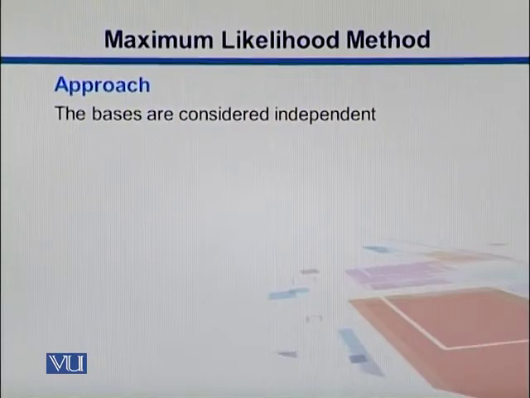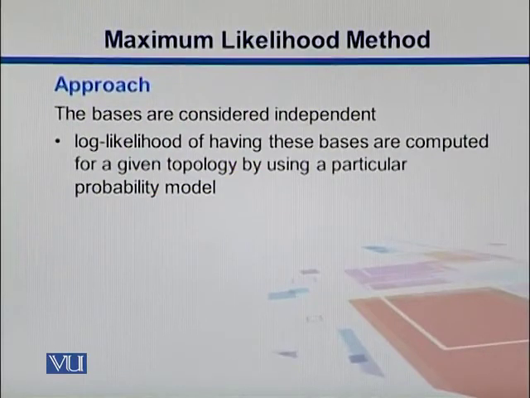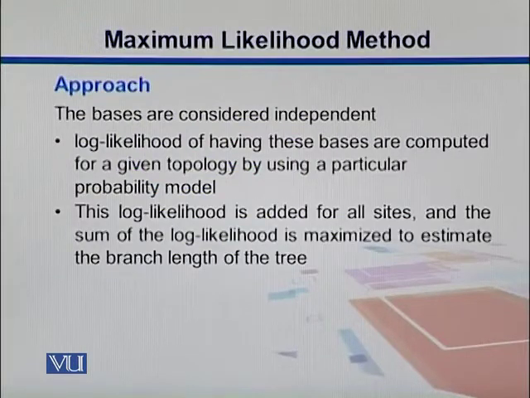The bases are considered independent, and the log likelihood of having these bases is computed for a given topology using a particular probability model. This log likelihood is added for all sites, and the sum of the log likelihoods is maximized to estimate the branch lengths of the tree. Remember, we are playing with small numbers, so when we talk about probabilities, our numbers are really small, and when we multiply them, the products become even smaller. That's why we take log values and then add them up.